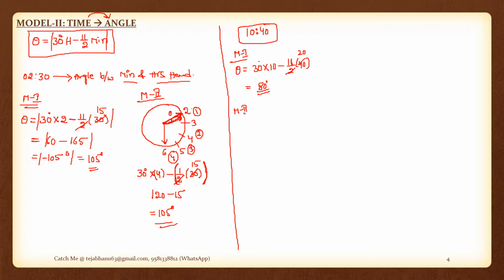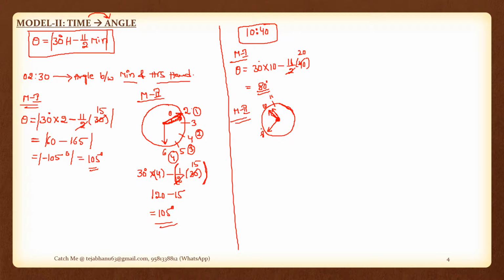Now, look at method 2. If you take an imaginary clock, 10:40 means the minute hand strikes towards 8, and the hour hand will strike at 10. This is an imaginary clock. If you take the exact clock, then the hour hand will be in between 10 and 11.